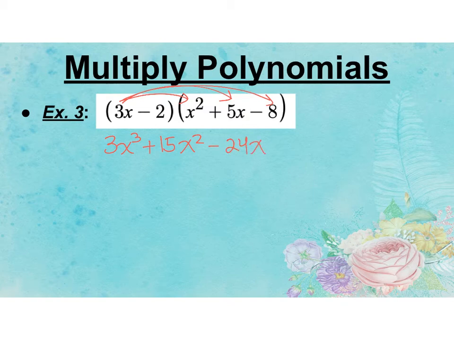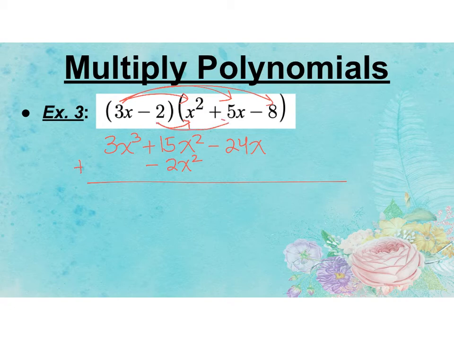Now, because I have so many terms and different variable groups, I'm going to stack these underneath, into the column that they'll fall into. So negative 2 times x squared is going to give me negative 2x squared. I'm going to put it under my 15x squared, because then I'm going to add down, and this will help me stay organized and help me combine my like terms.